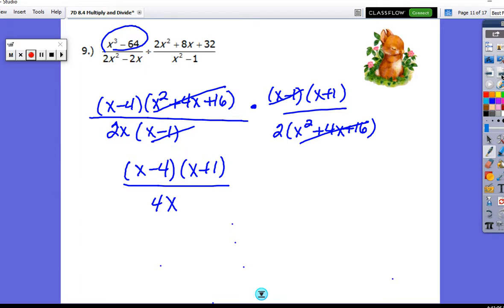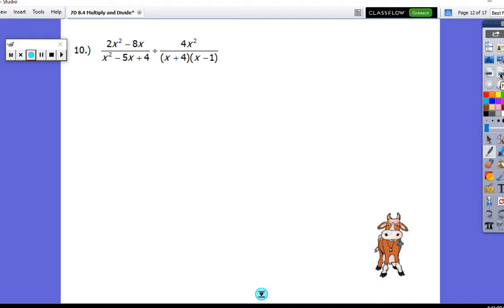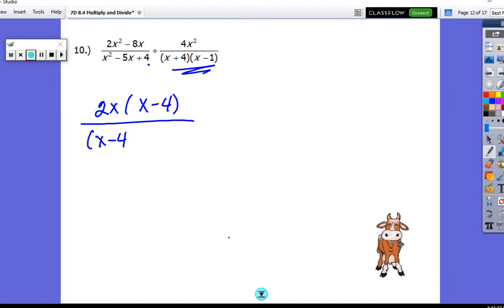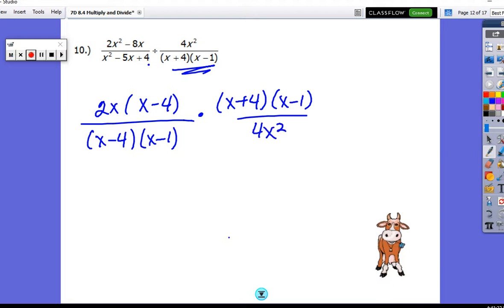Alright, my dividing. So I'm going to have to flip this second one here. Alright, let's go ahead and factor as I go. I'm going to pull out a 2x, which leaves me with x minus 4. Alright, factoring. What multiplies to give me 4 but adds to give me negative 5? So negative 4 and negative 1. Flip over 4x squared. Alright, common factors. x plus 4, x minus 4, x minus 4, x minus 1, x minus 1.